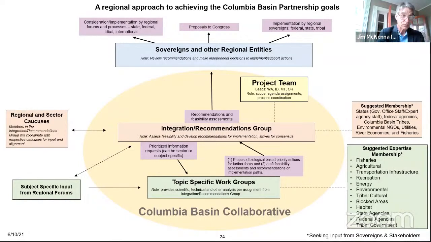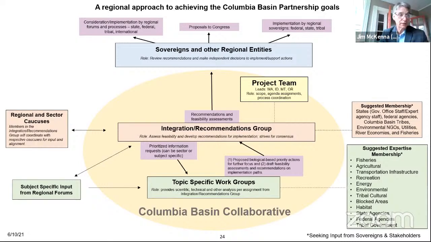The integration team will then evaluate those drafts. They may ask for further clarification, or based on how it may or may not integrate with another specific work group product, kick it back down to the work group for a bit more work. And that's why you see kind of that do loop there, where kick up to the integration recommendation group, go back down, and then come back up with a final recommendation. So that's essentially how it would work. You got the integration recommendation group assigning tasks to specific work groups, those work groups working those tasks, kicking up draft recommendations to the recommendation group. And once we get to a final recommendation, the integration team would then elevate that to the sovereigns and regional entities.